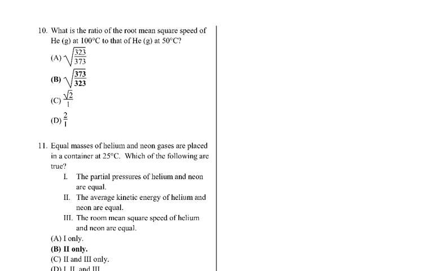Okay, number 10, what's the ratio of the root mean square speed of helium at 100 to helium at 50? Well, we know that 100 degrees, I'm going to add 273, that's going to be 373 Kelvin. And if I have 50 degrees, we'll add 273, we're going to get 323 Kelvin.